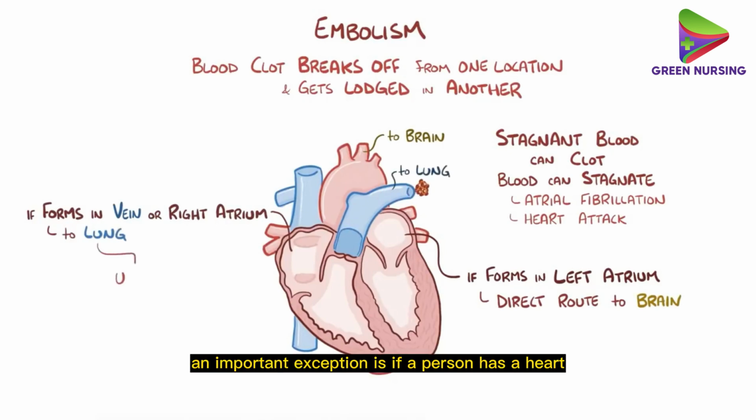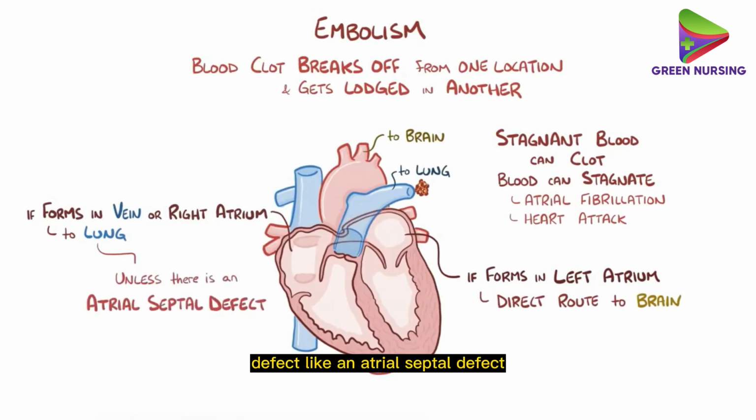An important exception is if a person has a heart defect, like an atrial septal defect, that allows blood, and potentially a blood clot, to wander from the right side of the heart over to the left side of the heart. In that situation, a venous or right atrial blood clot will have bypassed the pulmonary circulation and established a route to the brain.